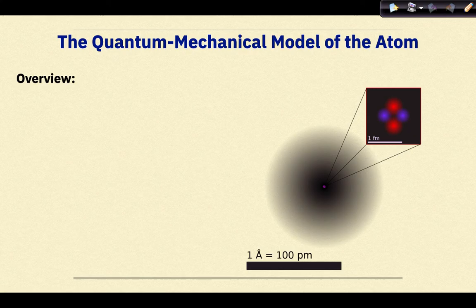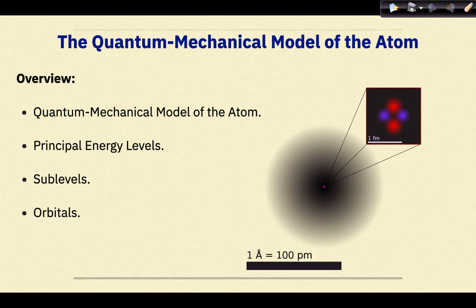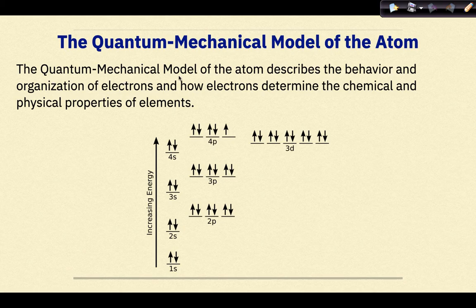The quantum mechanical model of the atom. In this tutorial, we will be going over the quantum mechanical model of the atom, principal energy levels, sublevels, orbitals, and orbital shapes. The quantum mechanical model of the atom describes the behavior and the organization of electrons and how electrons determine the chemical and physical properties of the elements.